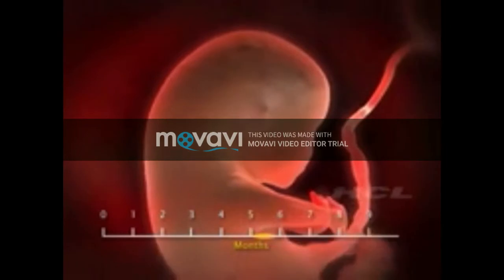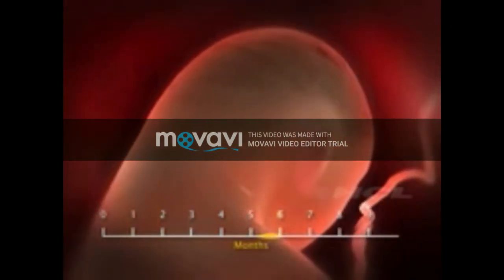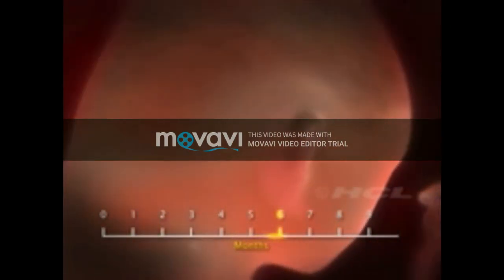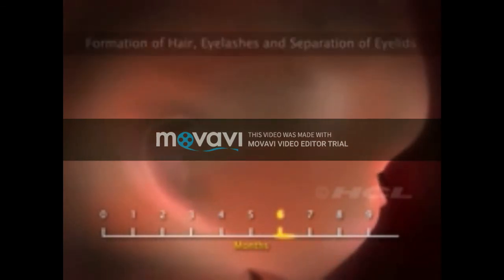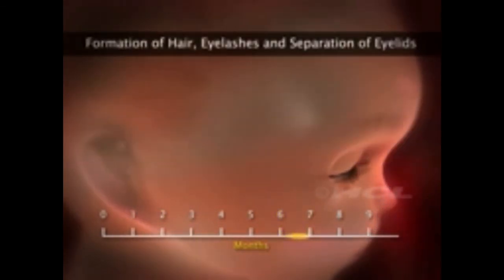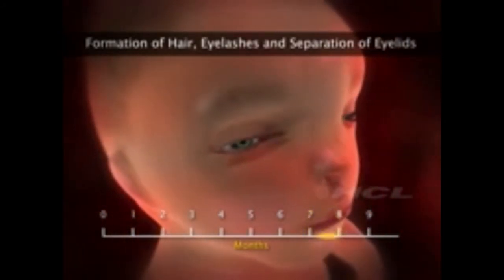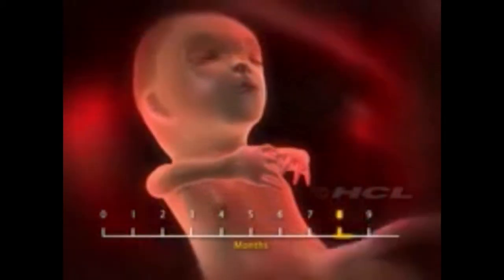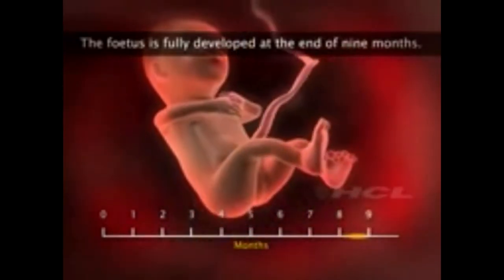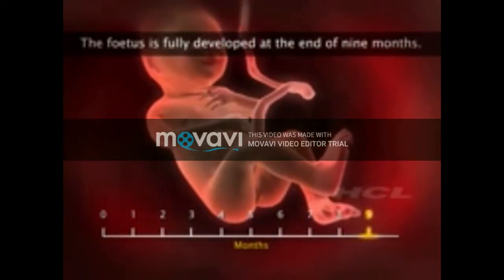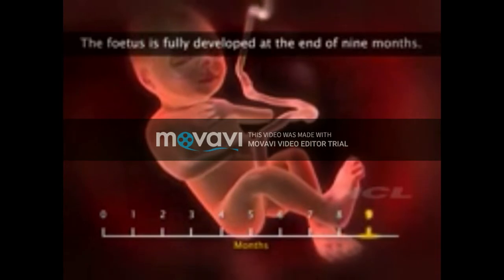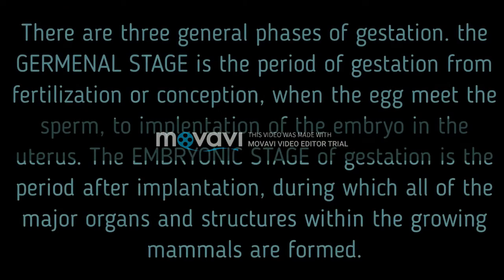During the 5th month, the fetus shows signs of movement and the appearance of hair on the head. Towards the end of the second trimester, that is, in the 6th month, the fetal body is covered by fine hair, eyelids separate, and eyelashes are formed. A fully developed fetus is ready for delivery by the end of 9 months.